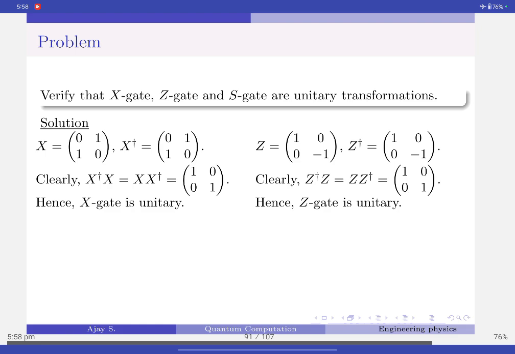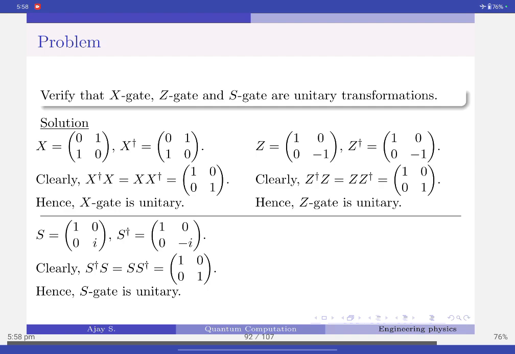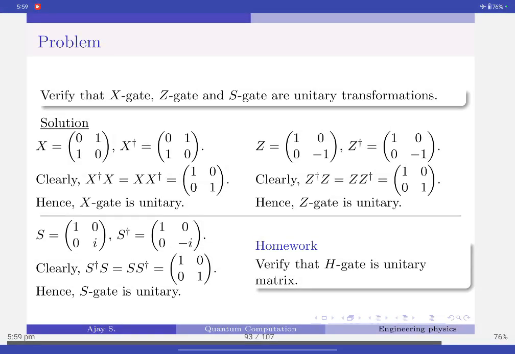Next, for the Z gate, even in this case the transpose conjugate is the same as before, and doing the multiplication gives the 2 cross 2 identity matrix. The Z gate is also unitary. Now the last case, the phase gate or the S gate. Here you notice there is a sign change because you have transposed the matrix, interchanged rows and columns, and replaced the elements by their corresponding complex conjugates. The complex conjugate of 1 is just 1, but i has to be replaced with minus i, and multiplying them yields a 2 cross 2 identity matrix, implying the S gate is unitary. Now a homework problem would be to verify that the Hadamard gate is also a unitary matrix.